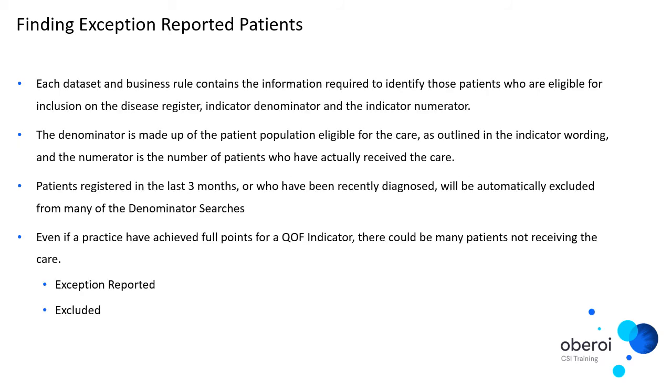So each dataset and business rule contains the information required to identify those patients who are eligible for inclusion on the disease register, in the indicator denominator and the indicator numerator. The denominator or parent search is made up of the parent population eligible for that care as outlined in the indicator, and the numerator is the number of patients who have actually received the care.